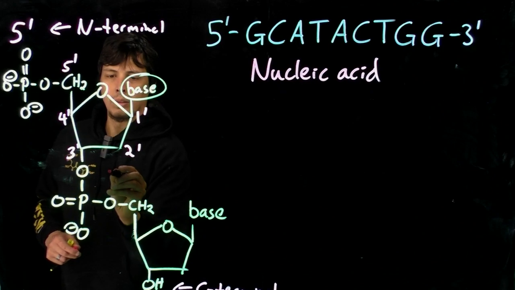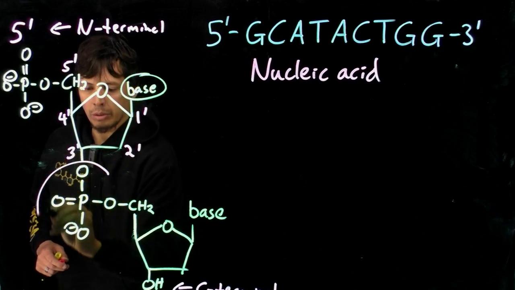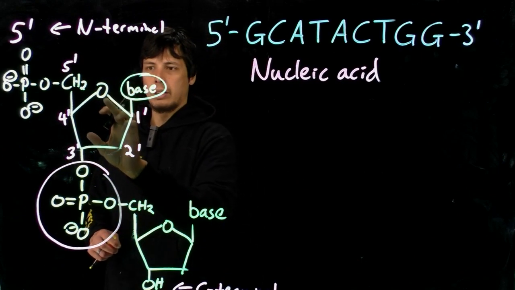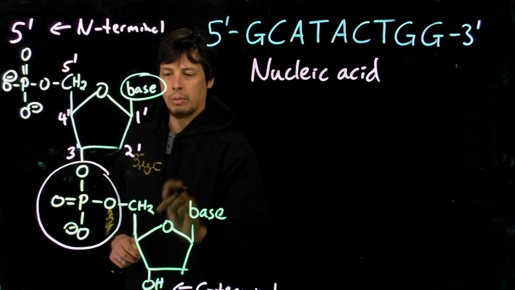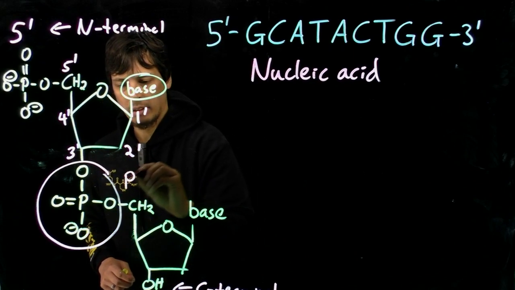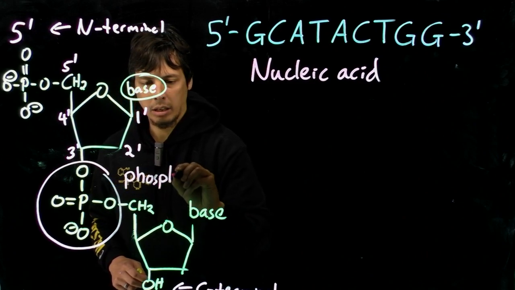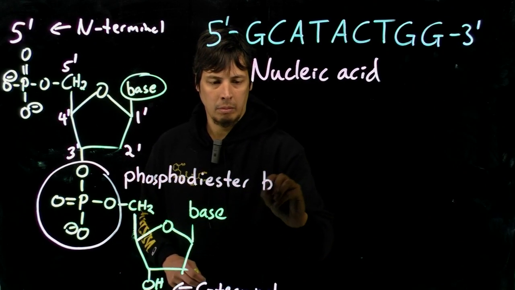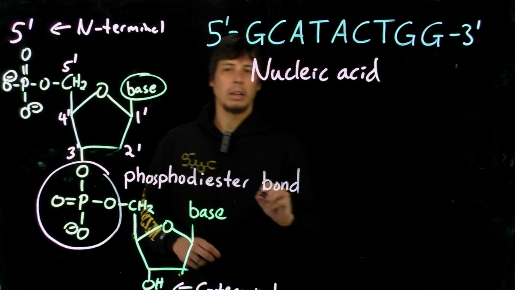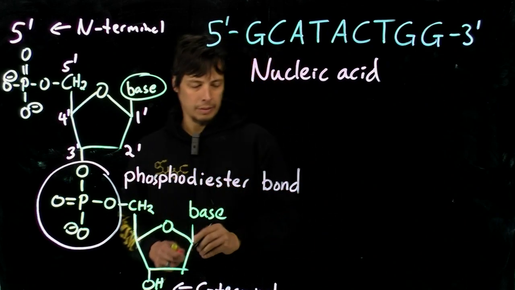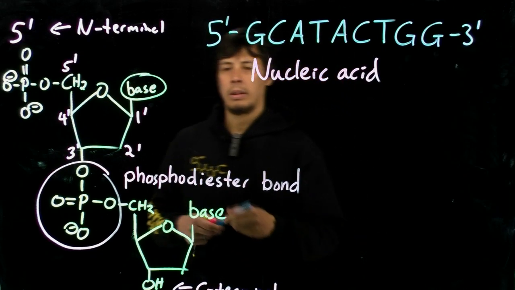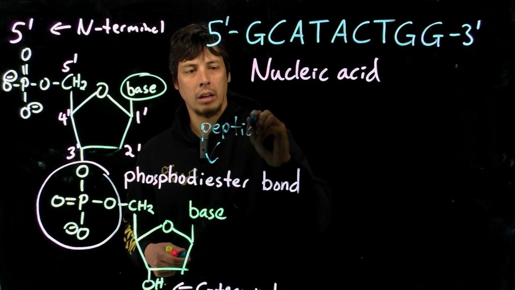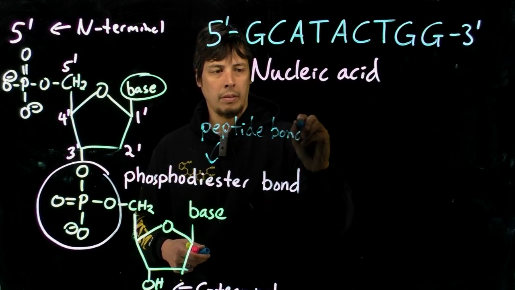So the bond, or the functional group that links this has a special name. So this phosphate group that links the 5 prime nucleotide with the 3 prime nucleotide is called a phosphodiester bond. Okay, and again, you can think of an analogy to this; this would be analogous to a peptide bond for a protein.